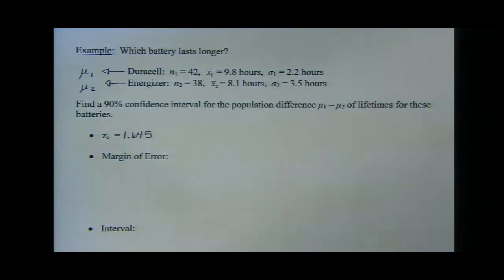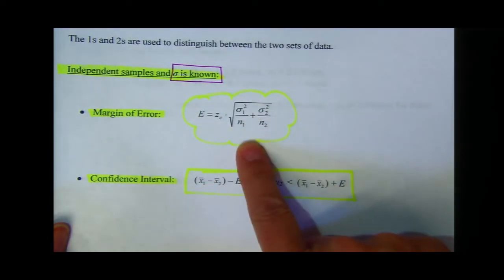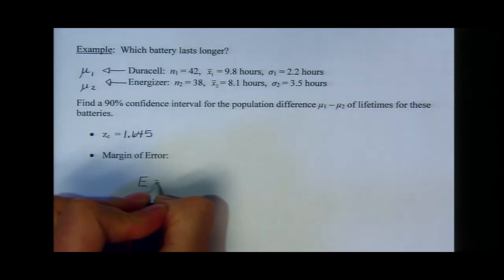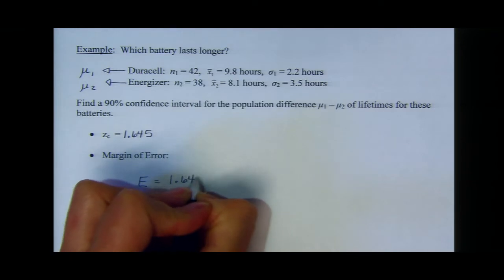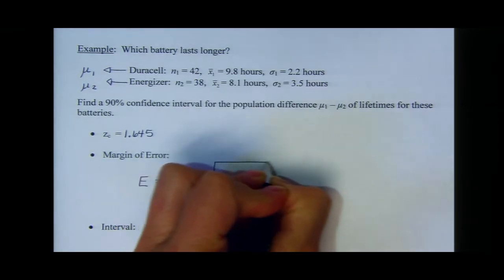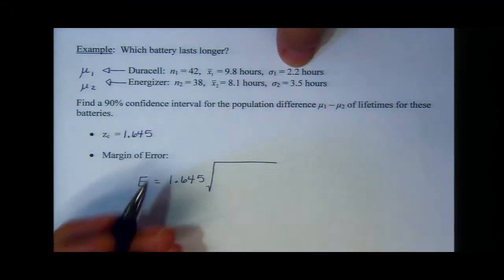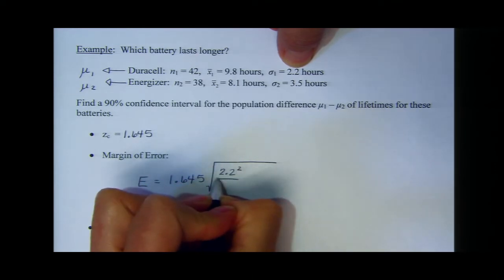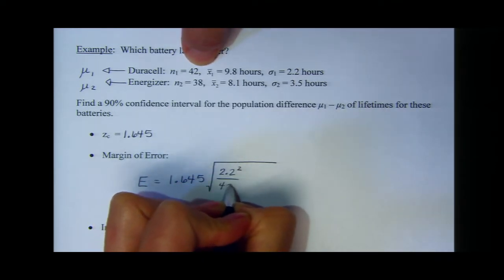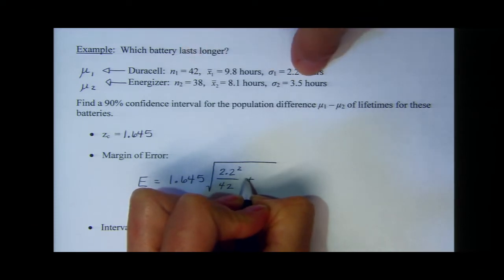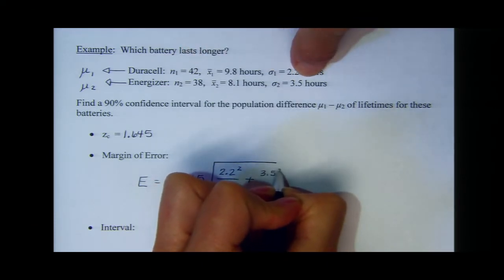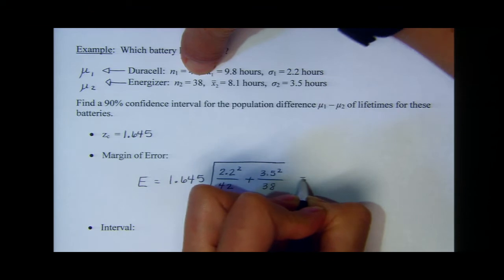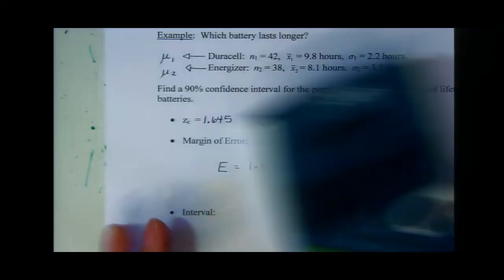Now I'm going to calculate the margin of error. So now I'm going to apply this formula right here. Z sub c, 1.645, times the square root of sigma 1, so 2.2, squared, divided by N1, 42, plus sigma 2, 3.5 squared, divided by N2. And I'm going to put this into my calculator.